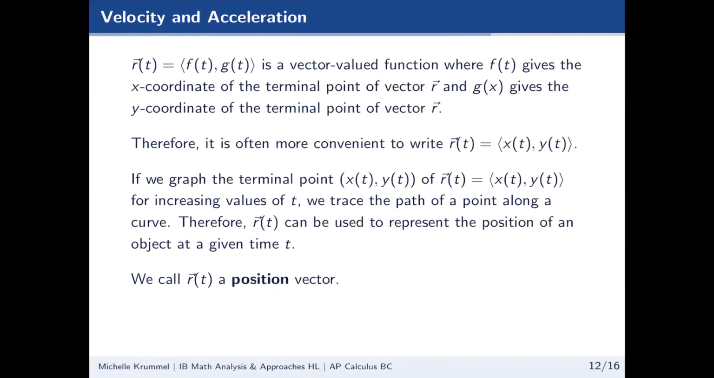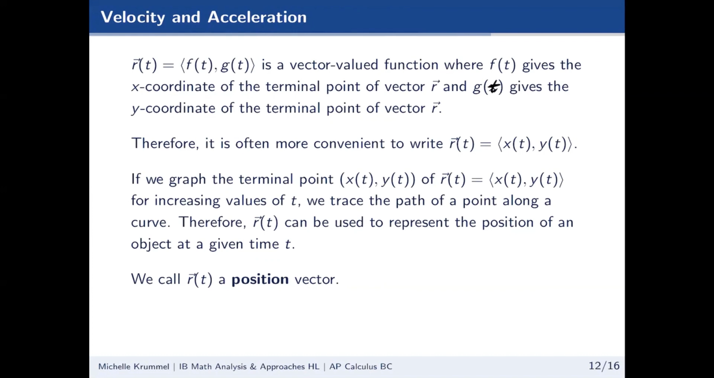Now, when we worked with motion along a line, we did talk about velocity and acceleration and how that was related to position. So let's say we have a vector valued function r of t. The components of that are f of t, g of t, where f of t is telling us the x coordinate of the terminal point of vector r. We can think of that as the position of that terminal point, the horizontal position in relation to the origin. And then g of t, that looks like a typo right there, right? That should say g of t. G of t is going to give us the y coordinate of that terminal point.